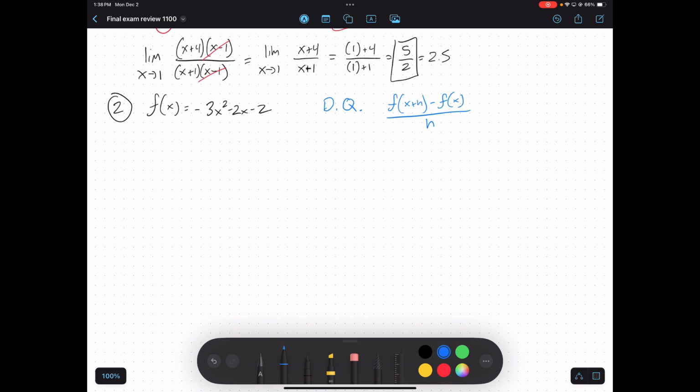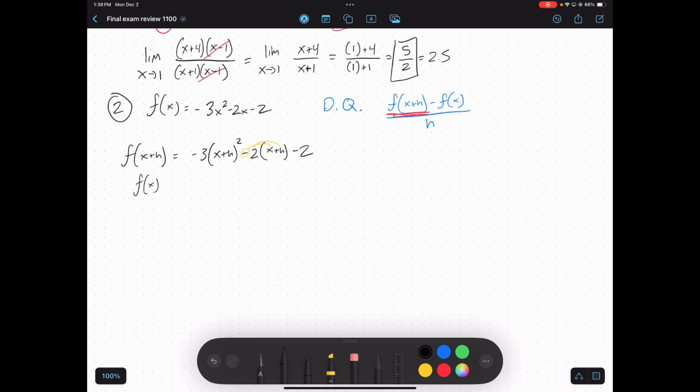Okay. So what does f of x plus h mean? Anywhere I see an x, I'm instead going to replace that with x plus h. Use parentheses to help you out here. So f of x plus h is -3, but instead of x, I'm going to put x plus h, so all of that squared, minus 2, but instead of x, I'm going to have x plus h. Notice how I use parentheses, because this negative right here is going to affect both the x and the h. Minus 2. So that's f of x plus h.